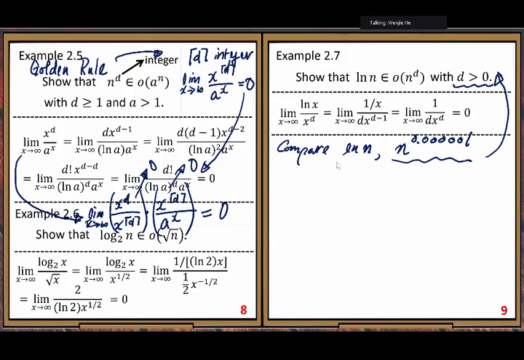Another example uses this result. d is an integer, and d could be very large. For a, we only require a greater than 1, that's good enough, so it's an exponential function. For the first example, we apply this result. For the second example, we apply this result. So let's compare.